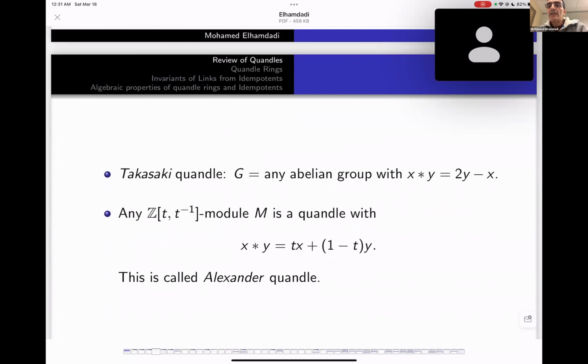If you have any abelian group, you can consider what is called the Takasaki quandle, x star y given by 2y minus x. In particular, if the group G is the integers mod n, we usually get what is called the dihedral quandle.